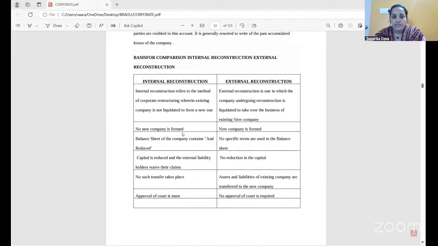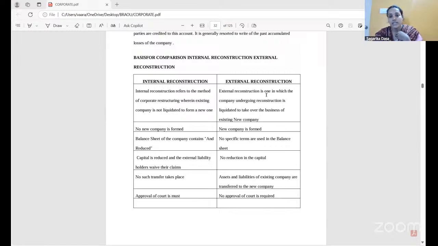Now, when we see the differences between internal reconstruction and external reconstruction, internal reconstruction refers to the method of corporate restructuring wherein the existing company is not liquidated to form a new company. Internal reconstruction means internally the capital or the liabilities will be reduced, but nowhere are we selling anything and constituting a new company. We are not establishing a new company. The old one is as it is, but internally we are making some changes in the capital.